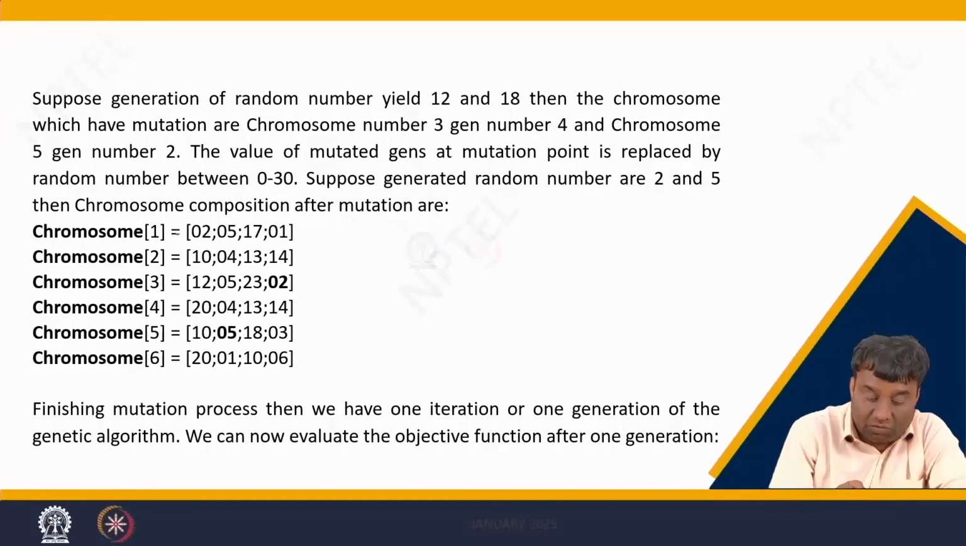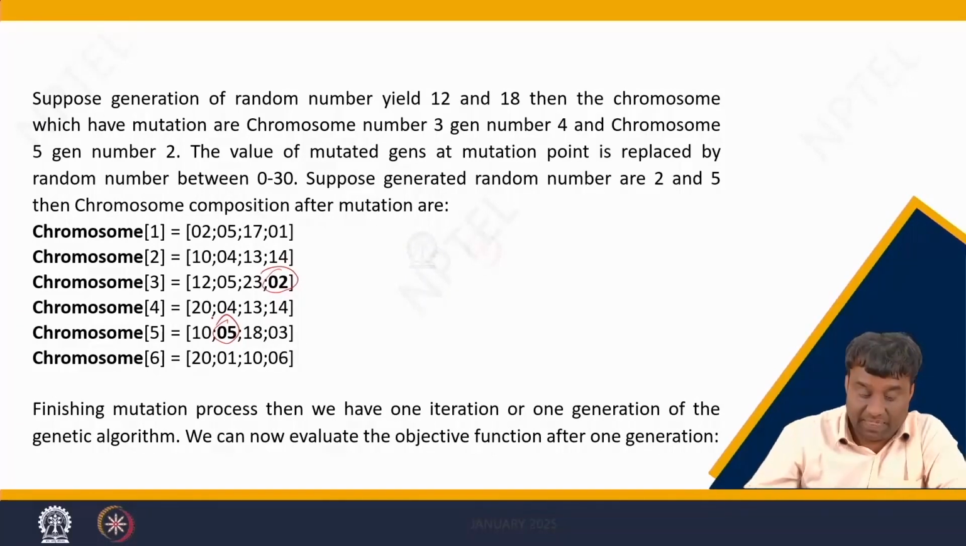So here chromosome 1 is 2, 5, 17, 1. Chromosome 2 is 10, 4, 13, 14. Chromosome 3 is 12, 5, 23, 2. Chromosome 4 is 24, 13, 14. Chromosome 5 is 10, 5, 18, 3. Chromosome 6 is 21, 10, 6. So we'll change only 2 genes, and they will be changed by random numbers.